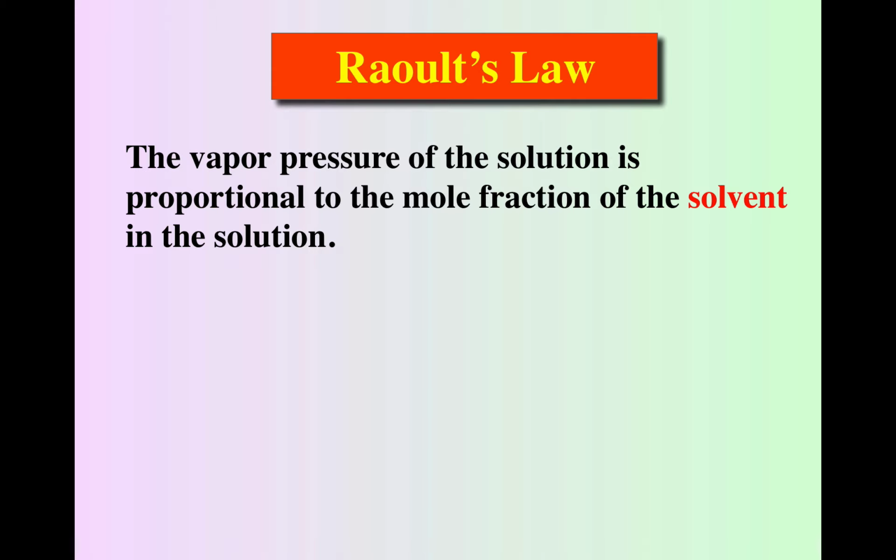It's called Raoult's law. Vapor pressure of the solution is proportional to the mole fraction of the solvent in the solution. So if I know how many moles of solvent I have, divide it by total moles, multiply by what the pure vapor pressure would be of the solvent, that's its P naught there, you get the adjusted vapor pressure, the vapor pressure for the solution.